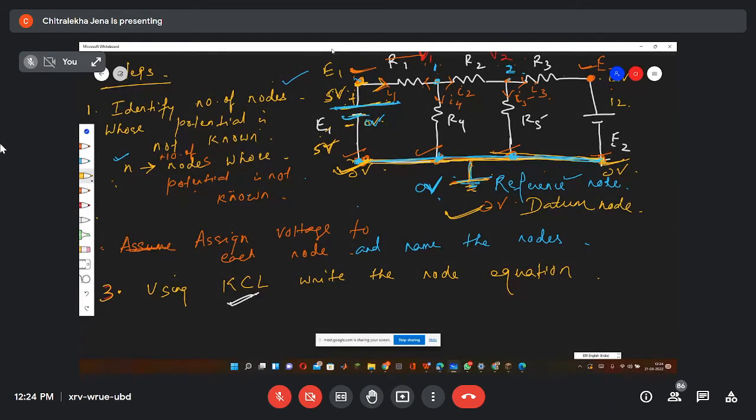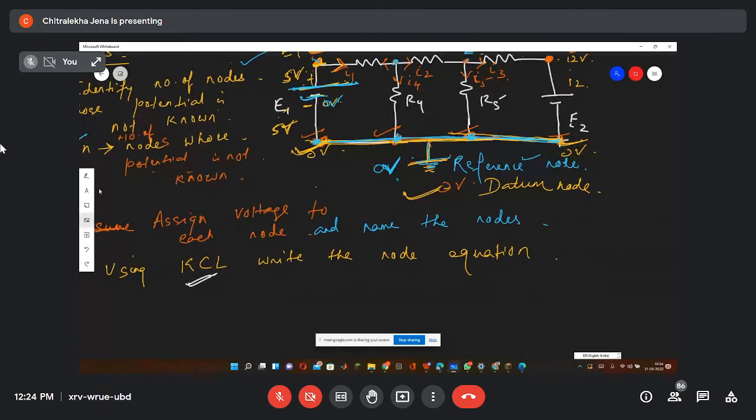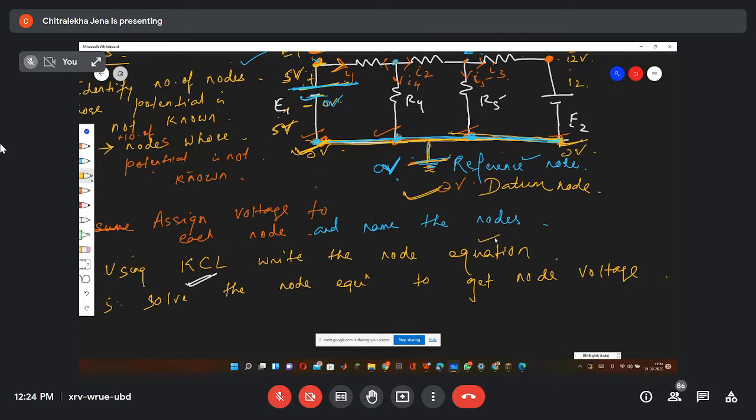So using Kirchhoff's current law, write the node equation. Now, I have assigned the current in each branch. So now what you will do is write the node equation and solve the node equation to get the node voltage. You will solve whatever equations you have. How many equations will you get? You have n number of nodes whose potential is not known to you, so you have to write down n number of equations.